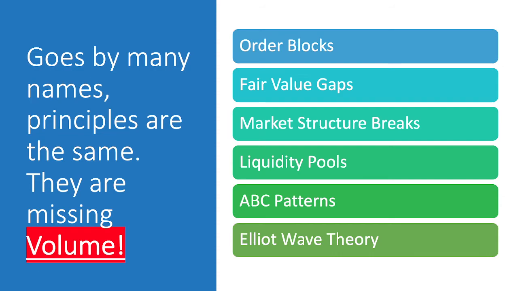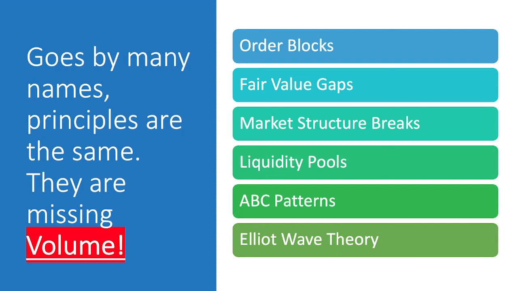Whether you know, these all work. You can make so much money off ABC patterns and knowing where liquidity is at, and market structure breaks and fair value gaps. But they're all just names. They're basically what they're calling the price action, without looking at the volume. And it just blows my mind. Volume just confirms price action. Basically, it tells the story. It helps you formulate the thesis.